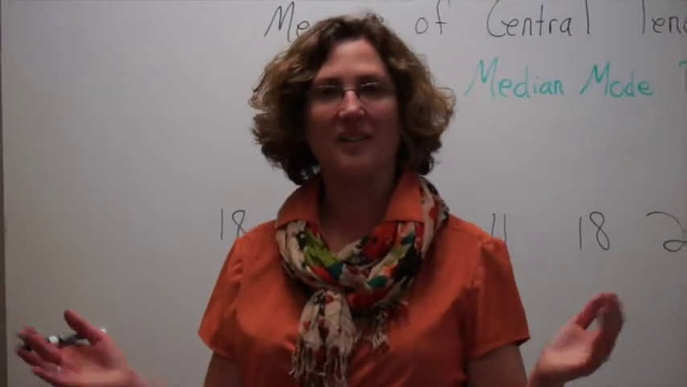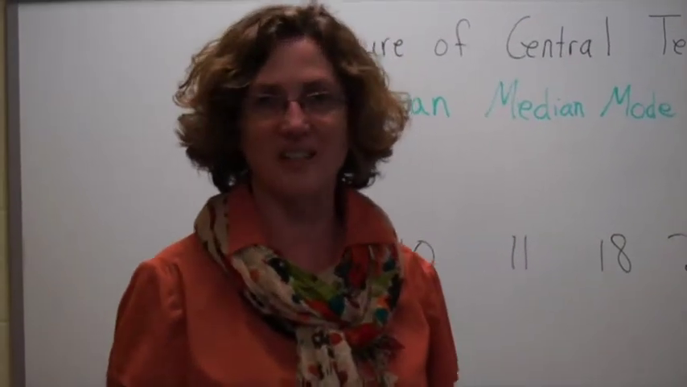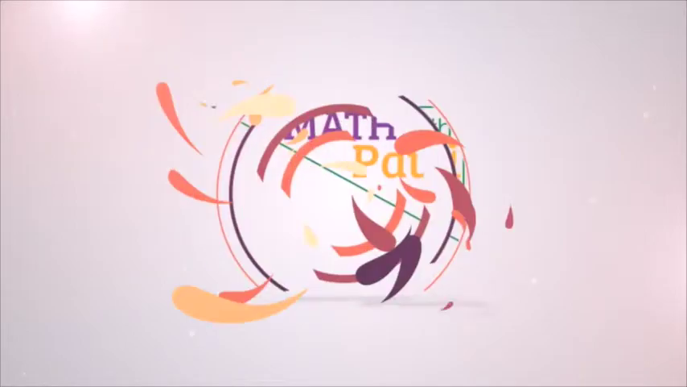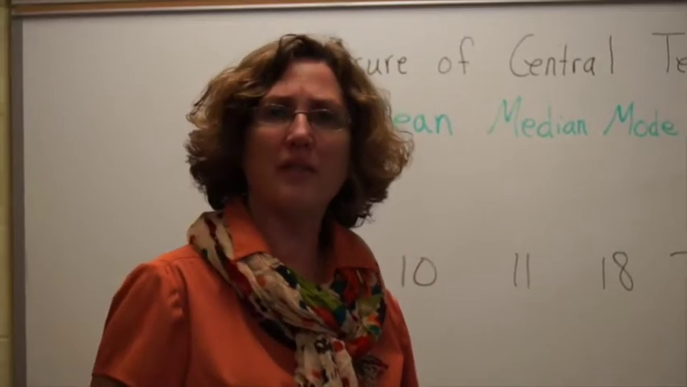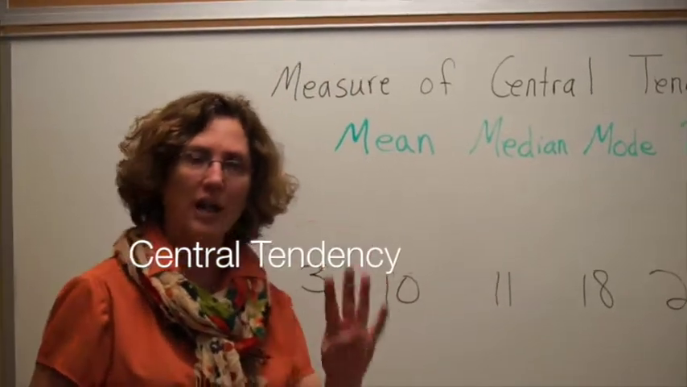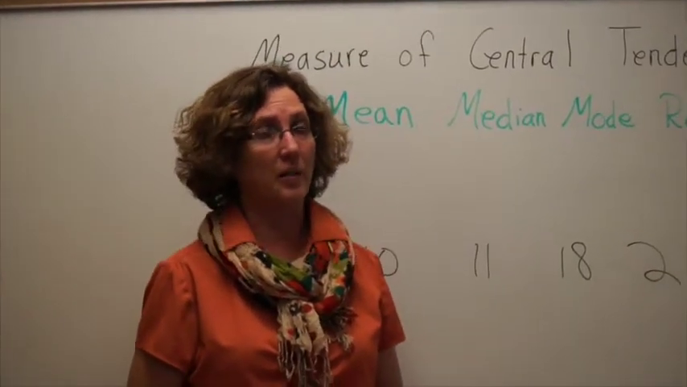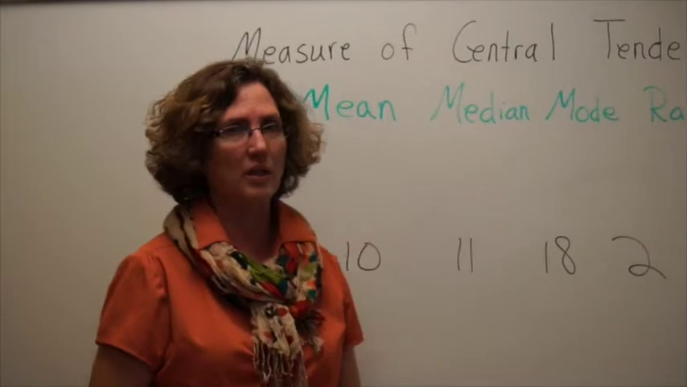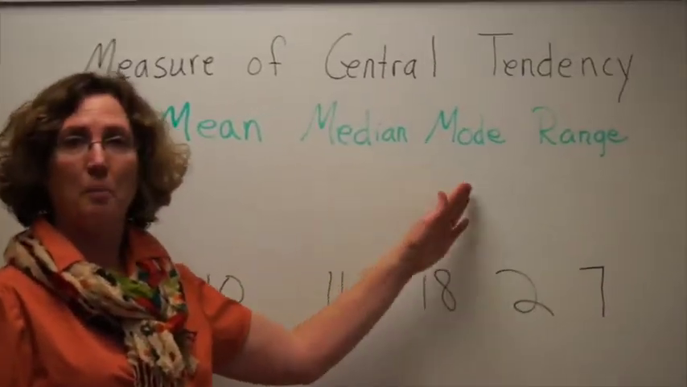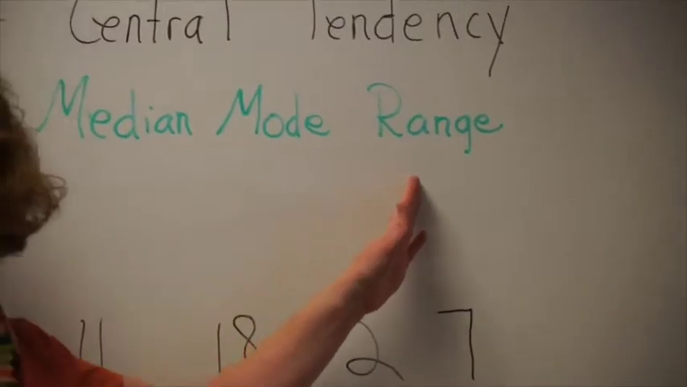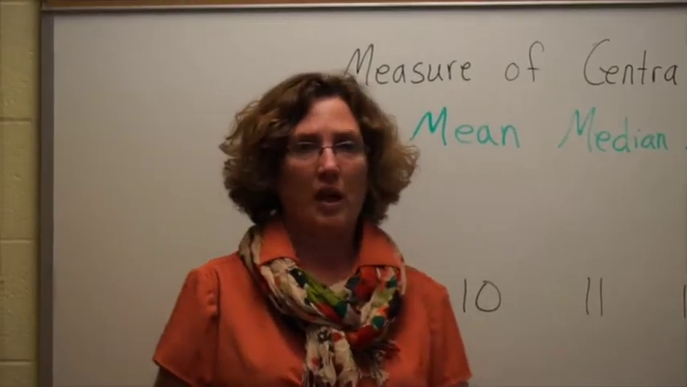This is Math with Patty. Today we're talking about central tendencies, measures of central tendencies. What in the world is that? Well, that's averages. There's 4 kinds of averages. Actually, there's probably more, but the 4 we're going to talk about today are mean, median, mode, and range. So I've broken this down in 4 easy ways to remember.